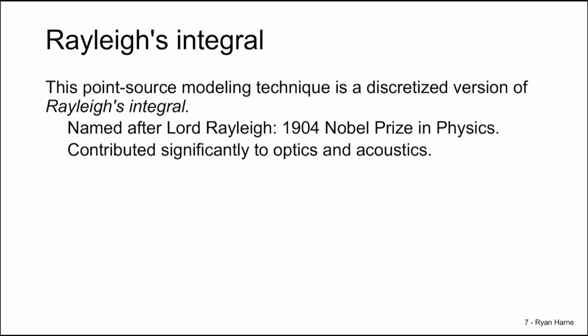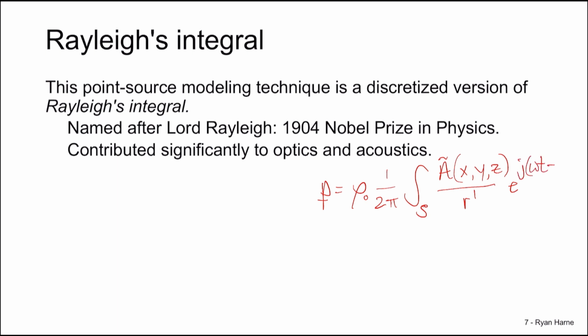Rayleigh's integral states that the acoustic pressure is equal to the atmospheric density rho naught multiplied by 1 on 2 pi by an integral over a surface S of the acceleration located at x, y, and z divided by r', multiplied by e to the j(omega t minus k r'), the integral ending in dS. So what are all of these values?